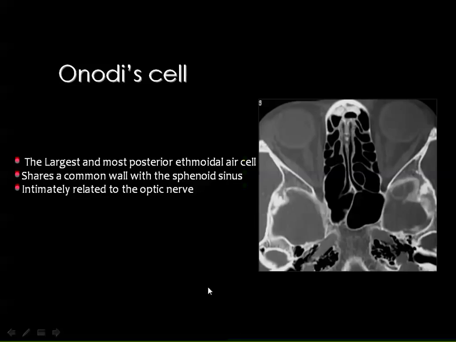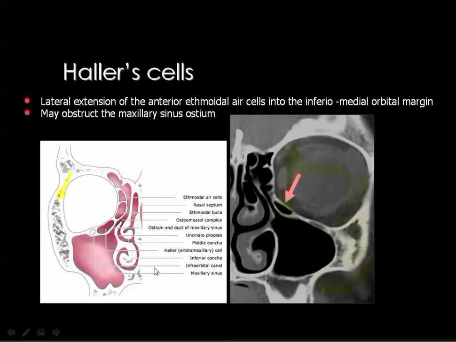Then one of the well-known cells in the ethmoids is known as the Onodi cell, and this is the largest cell in the posterior ethmoids. Its importance lies in its close relation to the optic canal, and any surgery here should be done very carefully in order not to injure the optic nerve, which passes very close to this Onodi cell. And this is a cell which is considered as an anatomic variant.